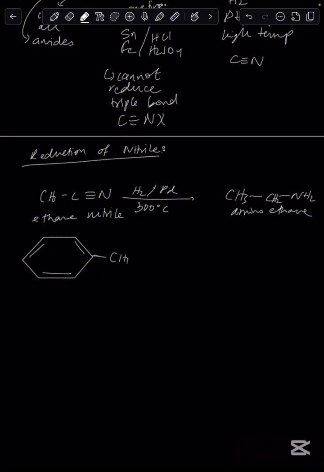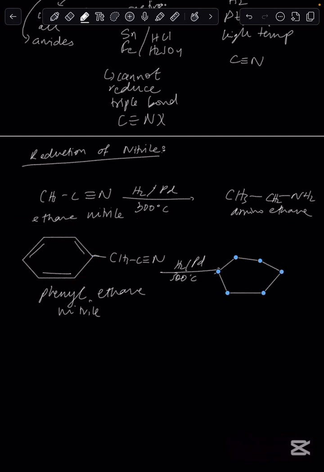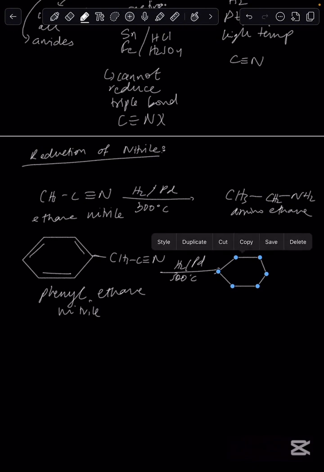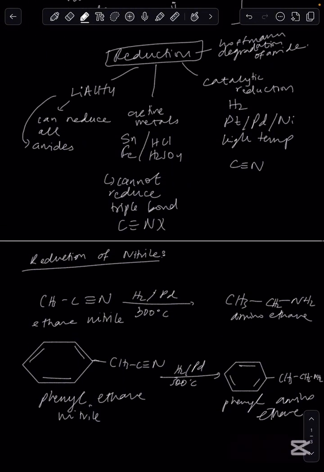Now for example, if we have a phenyl group attached to a nitrile group, so it's going to be phenyl ethane nitrile. I'm going to react it with the same reagents. What it's going to form is the same kind of amine, which is phenyl amino ethane. Alright, so moving on, we see the reduction of nitrile.